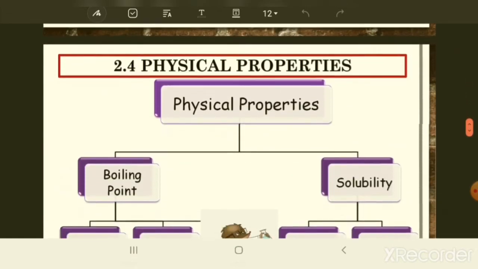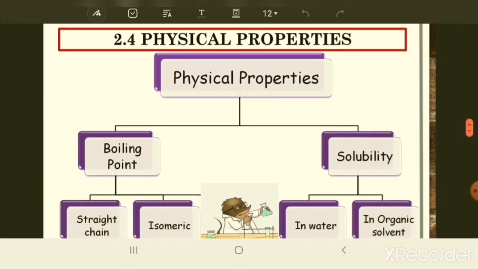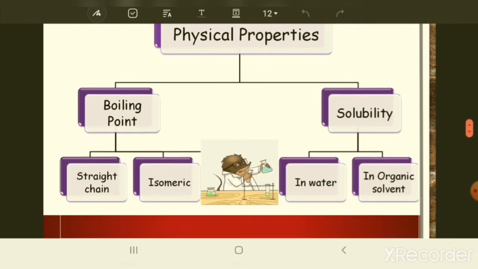Next, we go to the physical properties. We will learn about two physical properties. First, boiling point, and second, solubility. In boiling point, we will learn the difference between straight chain and isomeric alkane. Meanwhile, in solubility, we will learn the solubility of alkane in water and inorganic solvent.